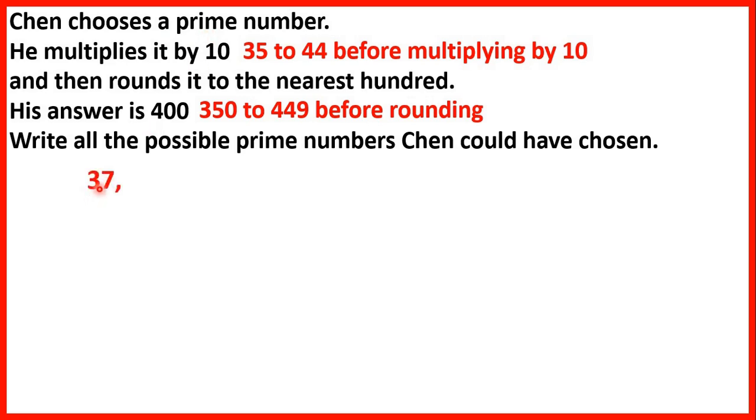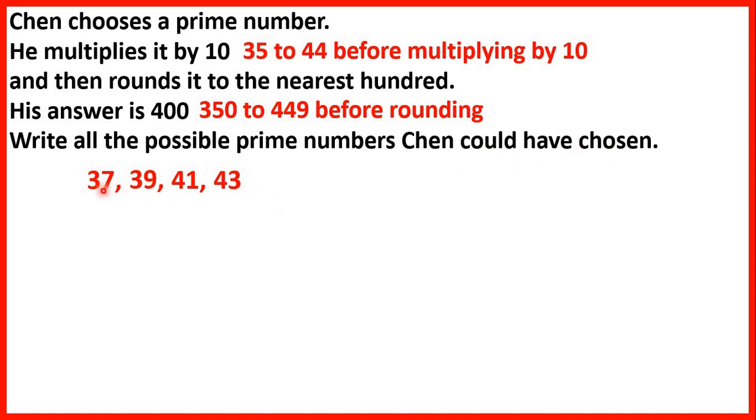So 37 is a prime number. That's only in the 1 times table and 37 times table. 39 is another prime number between 35 and 44. We could also have 41 or 43. So these are all the possible prime numbers Chen could have chosen.